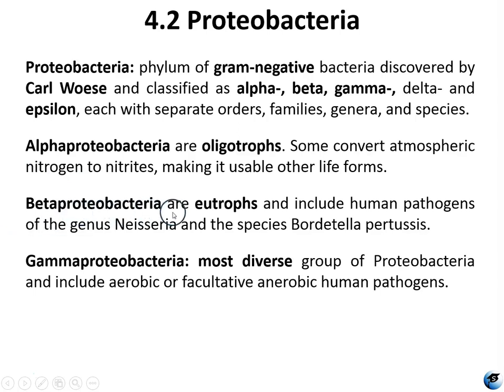Beta proteobacteria are eutrophs, and they do include some human pathogens of the genus Neisseria and the species Bordetella pertussis. And I just noticed I got a typo here because genus and species names should be in italics. So yeah, it trips me up sometimes too, you guys. Gamma proteobacteria are the most diverse group of proteobacteria, including aerobic and or facultative anaerobic human pathogens.